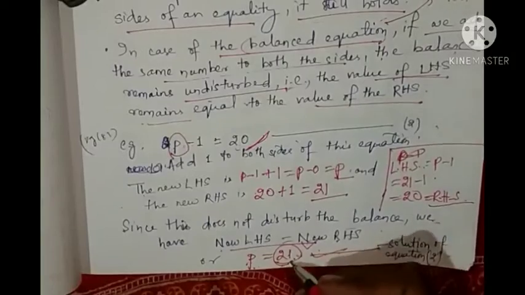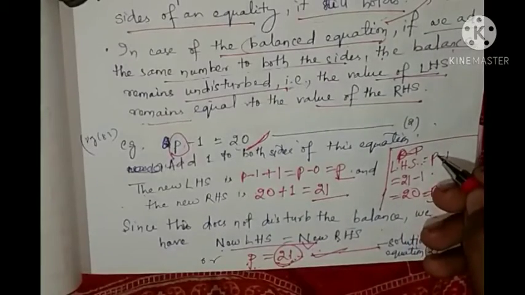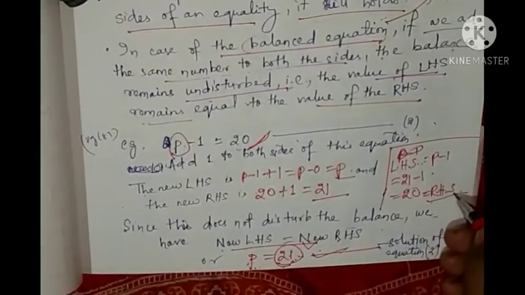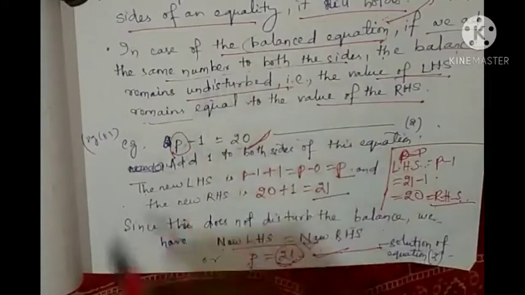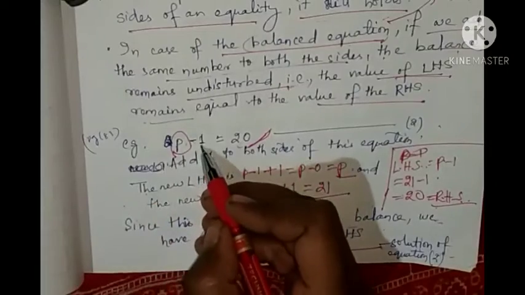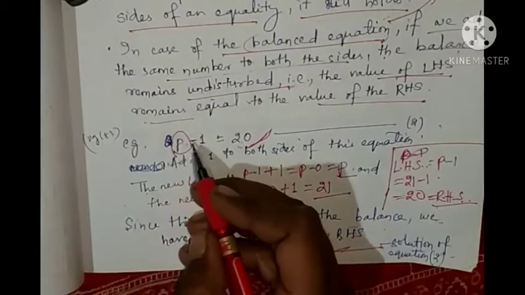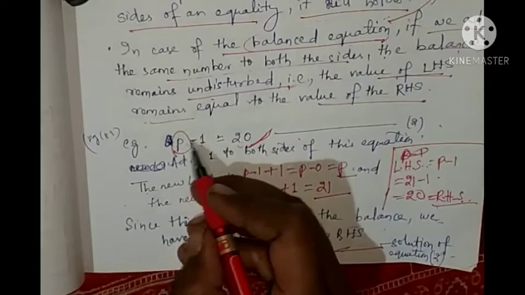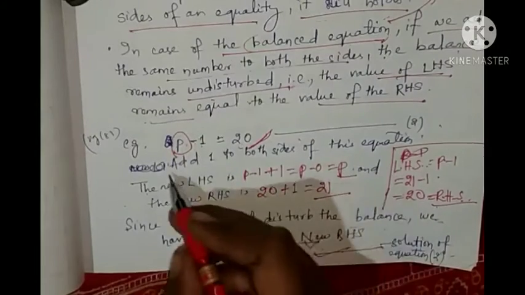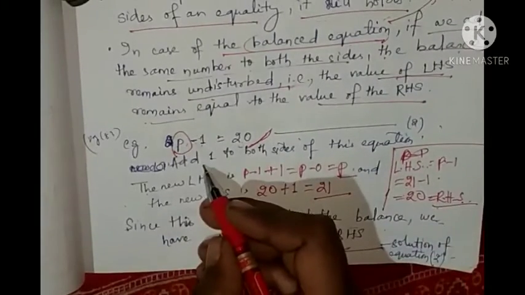We put the value of P equal to 21 and get LHS equal to RHS. Okay, so here what we have seen: when we have a negative value, meaning subtraction, then what we'll do, we'll add the same thing.